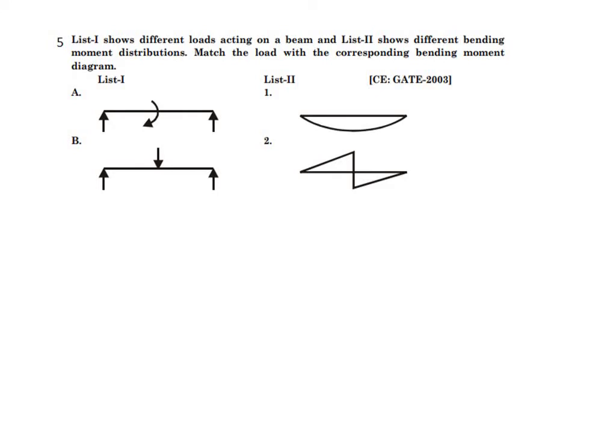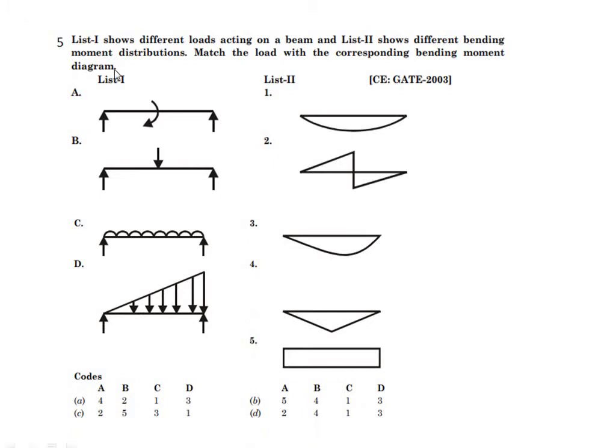Now let's go for the next problem. It is problem number 5. List 1 shows different loads acting on a beam and list 2 shows different bending moment distributions. Match the load with the corresponding bending moment diagram. List 1 contains the loading and list 2 contains the bending moment diagram. Remember, while reading the question, check whether it is the bending moment or the shear force diagram. The questioner will try to confuse you by giving either the bending moment or the shear force diagram, right. So read it carefully. Now it is the bending moment diagram.